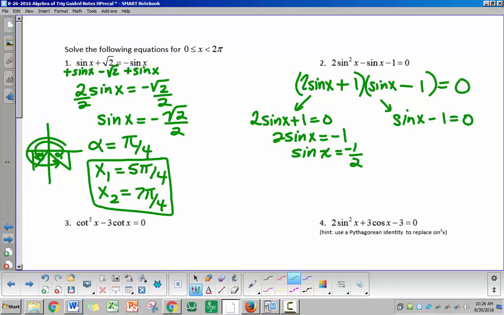negative 1/2, and we are in still what quadrants here? 3 and 4. And so alpha here, where in the first quadrant is the sine 1/2? Pi over 6. Very nice.